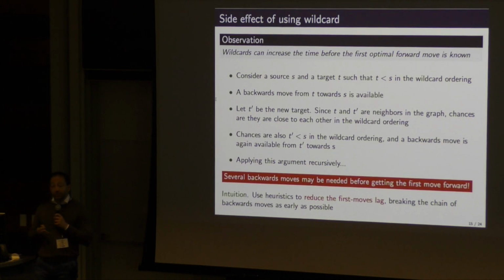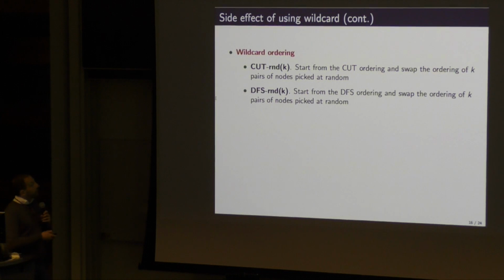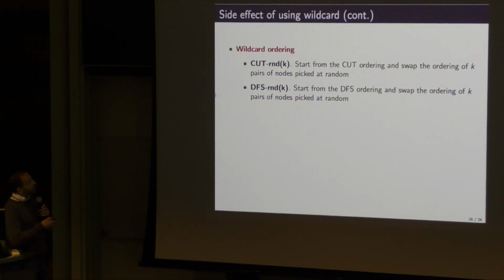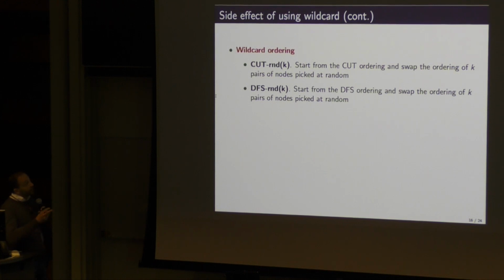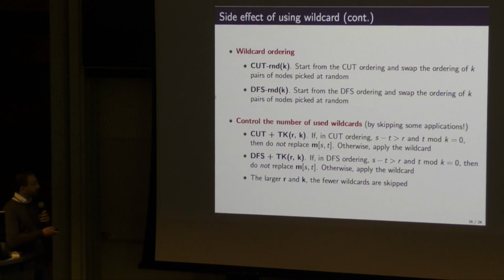So we have developed some heuristics to reduce the first move's lag, breaking the chain of backward moves as early as possible. One of them is Cut Random. Cut Random starts from the CAT ordering and simply swaps the ordering of k pairs of nodes picked at random. The second type of heuristic that we used, that we called TK, controls the number of used YCards. The idea is to skip the application of some YCards, leaving moves available in both directions, forward and backward. So we are free to prefer a forward move, breaking a possible chain of backward moves.